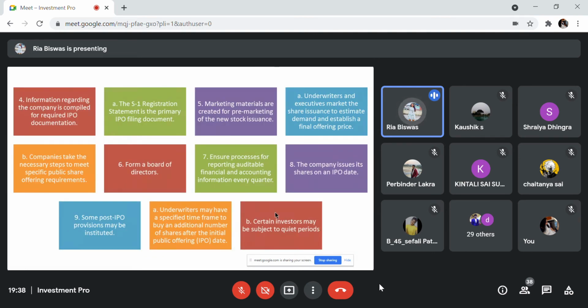Now there are also various steps that we have to follow. We have gone through the persons and also the main person, that is our underwriter. Now, whatever things we would be following when we are going to market our IPO, our shares, in front of the public, obviously we have to go through some kind of process. So first, the information regarding the company is compiled for the required IPO documentation. If you are going to offer shares to the public, obviously the company's information would be needed. As I mentioned, if you are going for an IPO, obviously the public would be looking at your company.